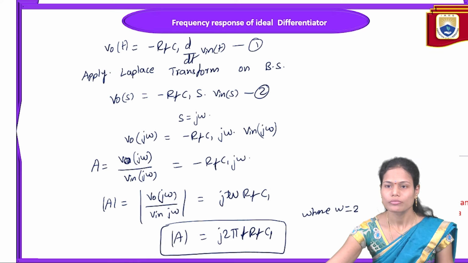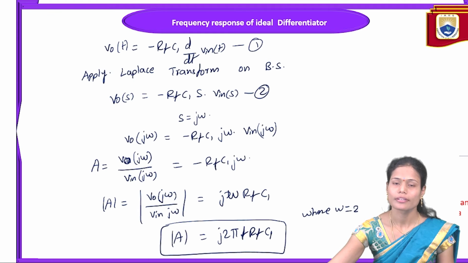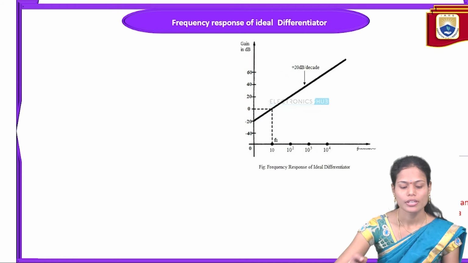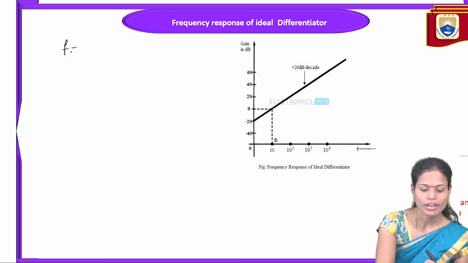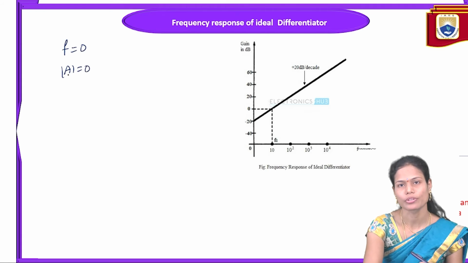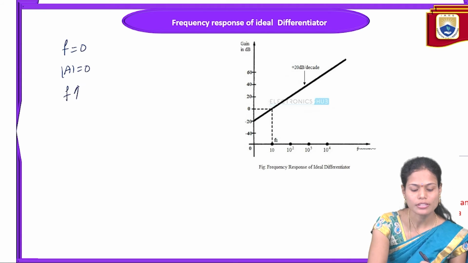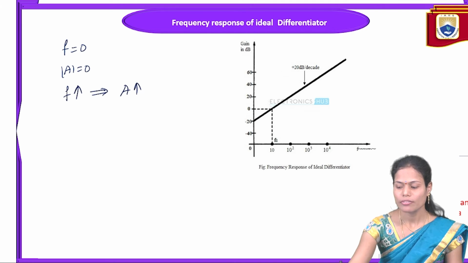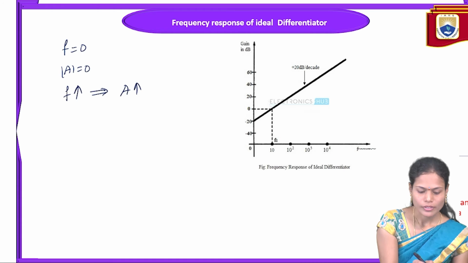And so the frequency response or the gain of this particular ideal differentiator circuit depends upon which frequency signal we are providing here. Suppose if our f value is 0, obviously our gain value is also 0 here. As frequency is increasing, obviously the gain value is also increasing here. Okay, so that we can observe here.